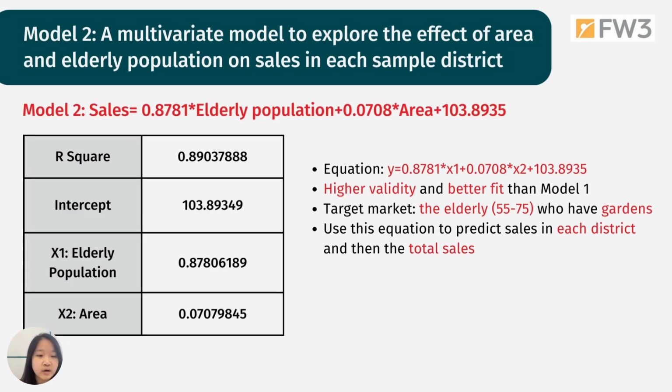Finally, we got two significant independent variables, and we established a multivariate model to explore the effect of area and the elderly population on sales in each sample district. Through regression analysis, we found that R square is 0.89, indicating that Model 2 has higher validity and better fit than Model 1. We can use this equation to predict sales in each district and then the total sales.